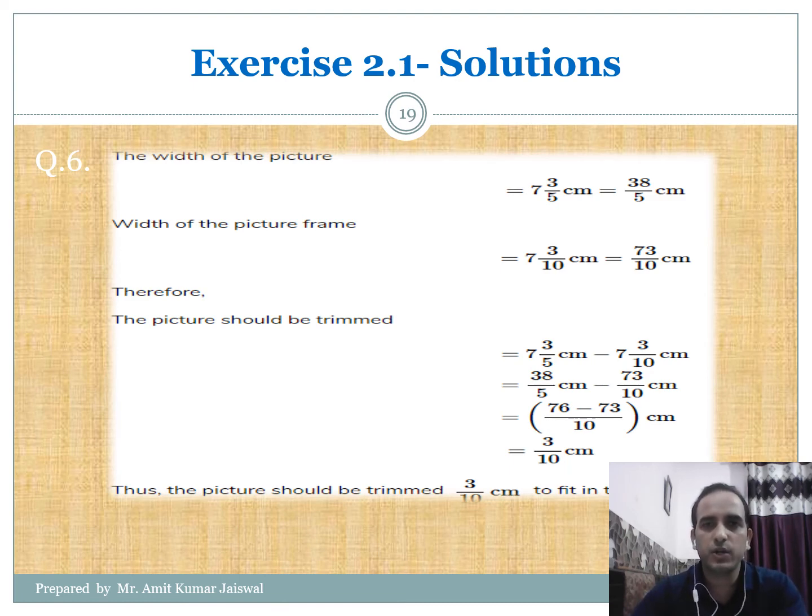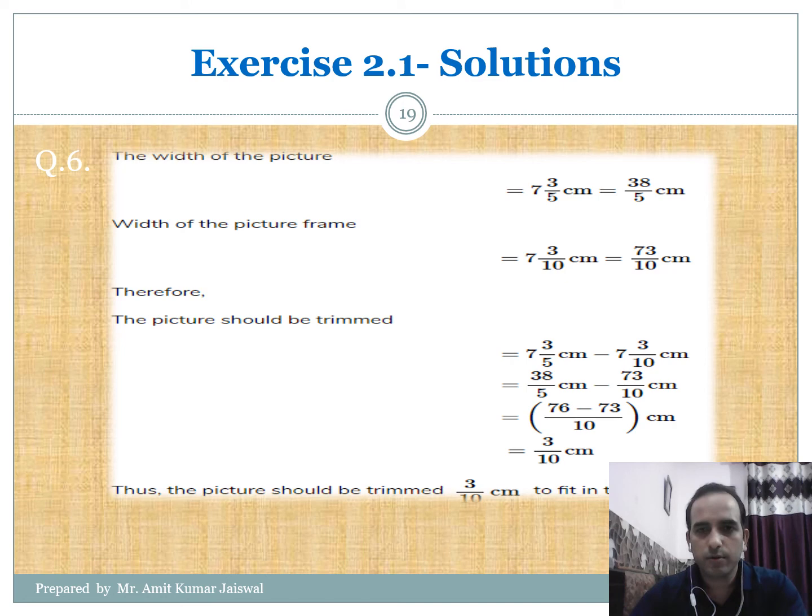Here the width of the picture is given to us and the width of the frame is given to us also. So the picture is to be trimmed so that it can fit into the frame. So the size of the frame is 73 upon 10, and the width of the picture is 38 upon 5 centimeters. So both the widths we have here, and we see that the picture is to be fit into the frame, so this is to be trimmed so that it can fit inside the frame.